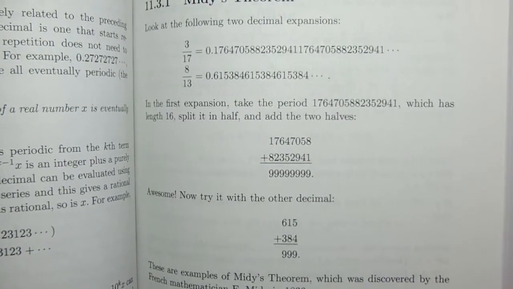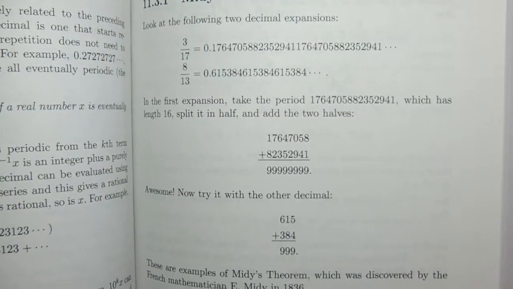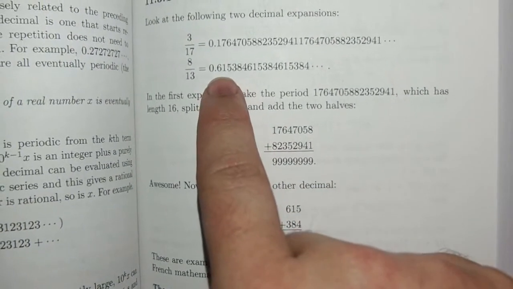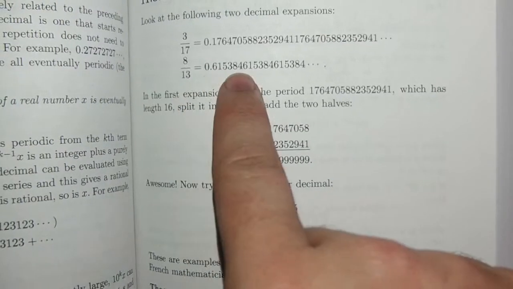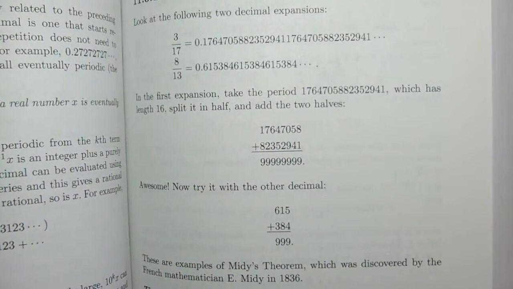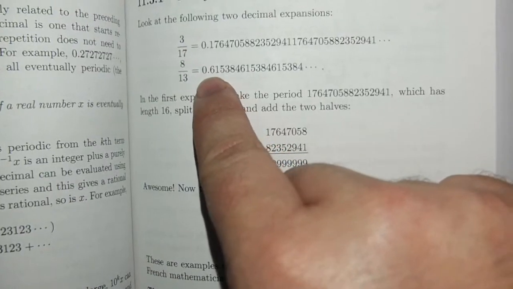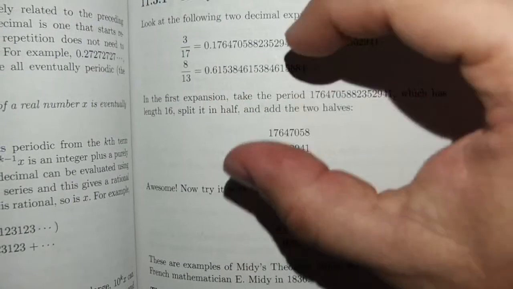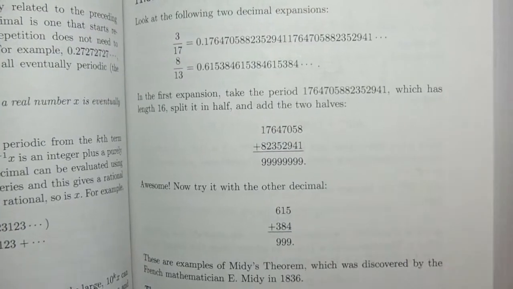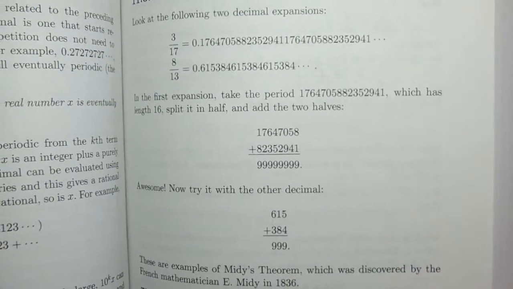So that's interesting. All right, but what about this other decimal? This thing has period 615384. So that's period length 6. So take the 615 and the 384, split those and add them. So 615 plus 384, again, you get 999.